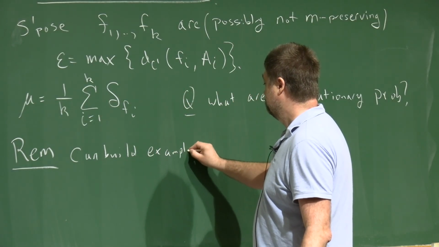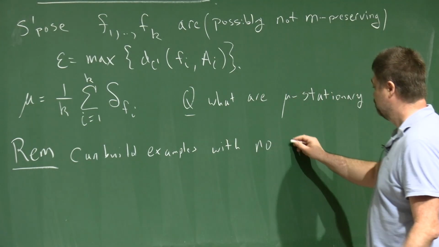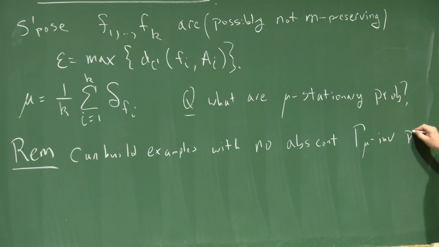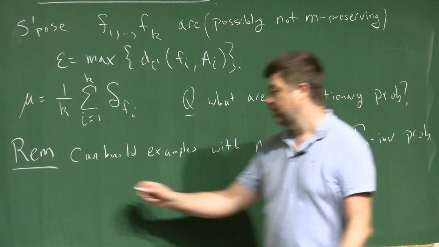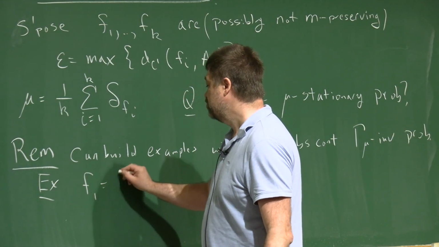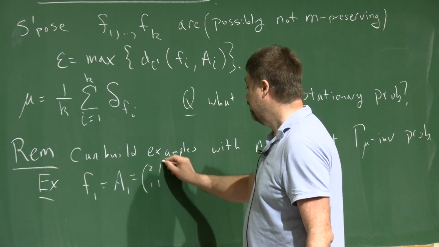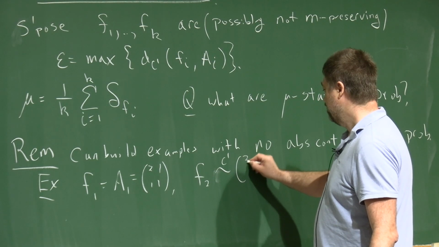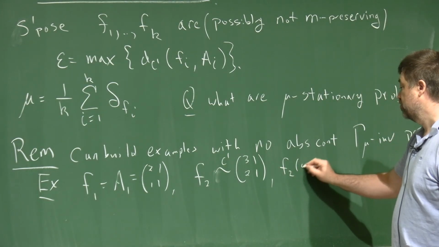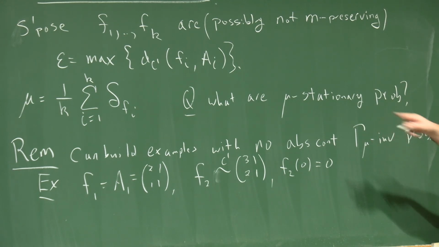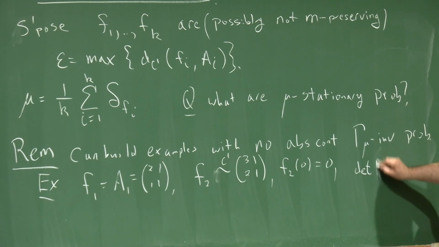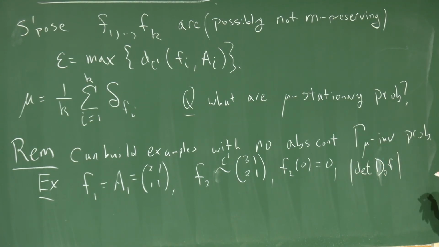And you can build examples with no smooth or absolutely continuous Gamma mu invariant probability measure. For example, you could take F1 to be my A1, which was 2, 1, 1, 1. You could take F2 to be a C1 perturbation of 3, 1, 2, 1. We'll assume that F2 preserves the origin, has the same fixed point as this matrix. And then we'll assume the determinant of the derivative at 0 is, I think it's enough just to say that this thing is different from 1.